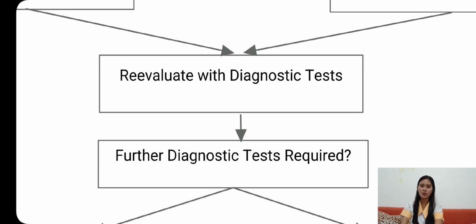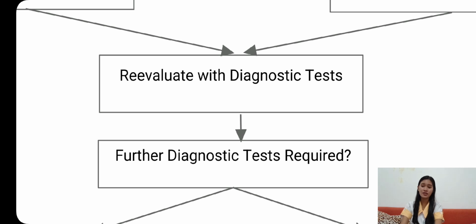So the next one is the re-evaluation with diagnostic tests. For high-risk patients, regular diagnostic tests are critical to detect any signs of progression or instability. This patient might undergo a stress test, advanced imaging, or coronary angiography to closely monitor their heart function and artery conditions.